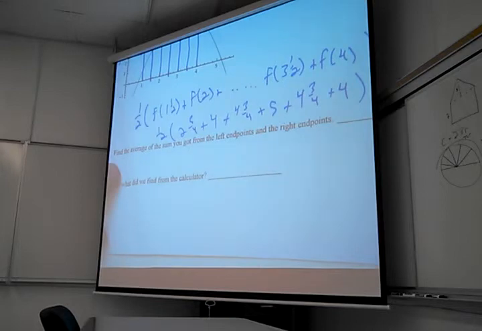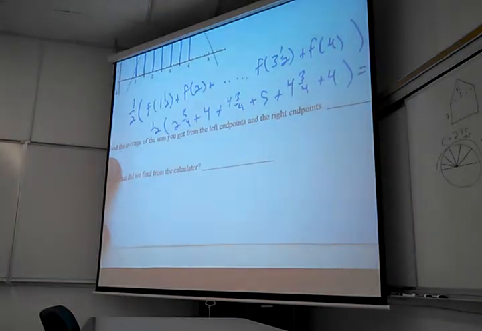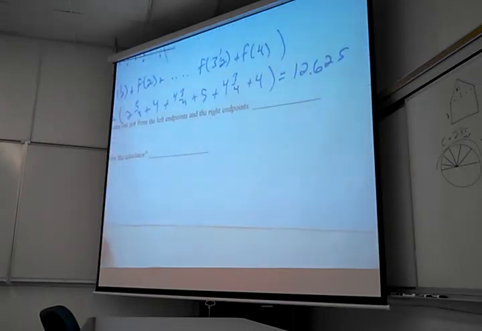And then what you're going to end up getting is minus 1/2 that plus 2, so it'll be 12.625. That was close. Close ain't good enough, Jeff. Oh well. Sorry.